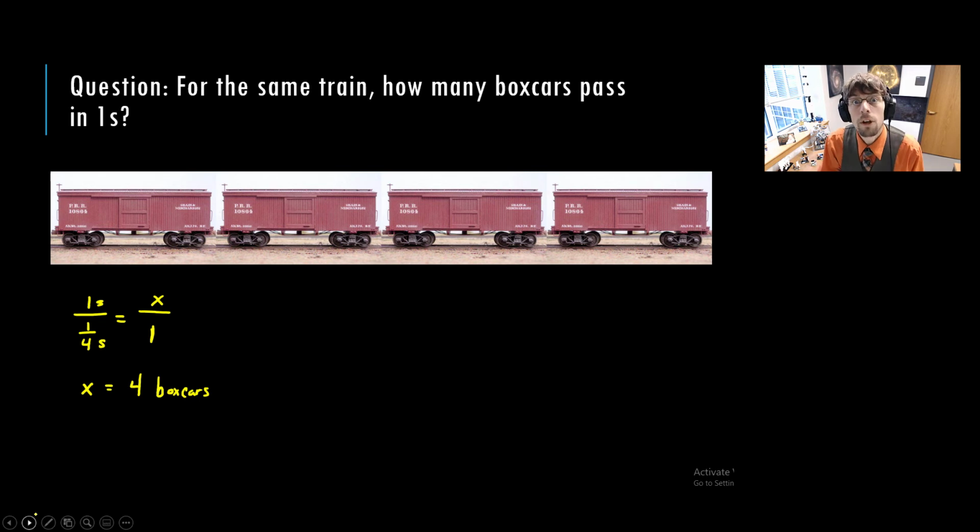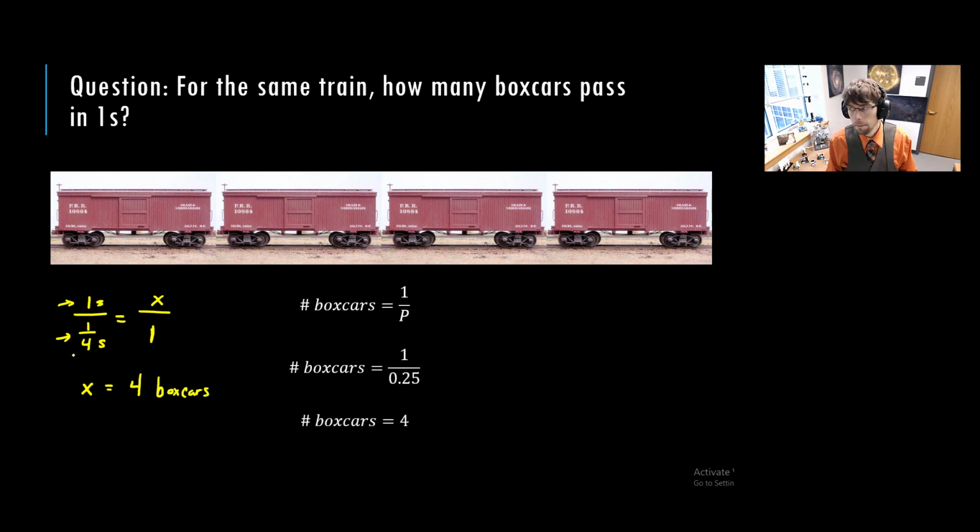Okay. Note what you have essentially done is you said, hey, the number of boxcars is 1 divided by the period. Right? That's essentially what we've done. I mean, you could set it up as a proportionality, but the result is the same. Here, 1 second divided by the period gives you the number of boxcars. Okay? So I'll go ahead and do that. Boxcars is equal to 4.